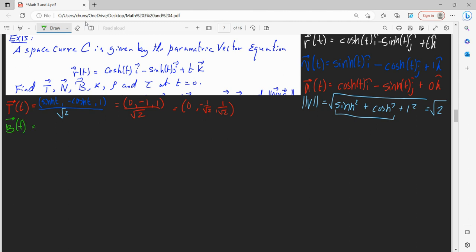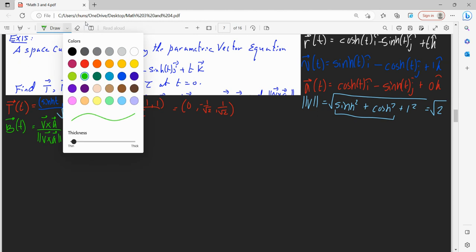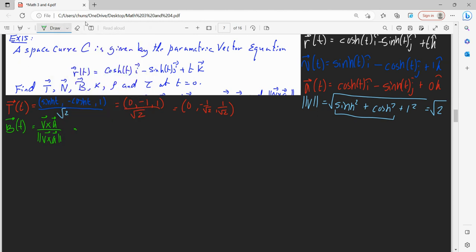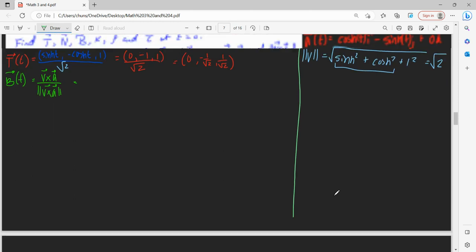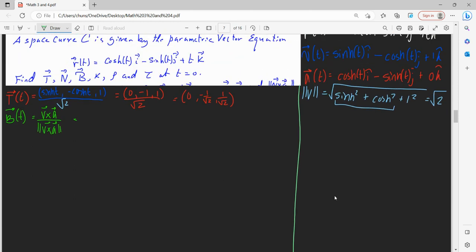So another equation we're given for b is v cross a over the magnitude of v cross a. So let's just find that on our own on the side. Everything on this side are just separate equations that we do in order to find our other stuff. Let's do v cross a, and I'm going to plug in our values.